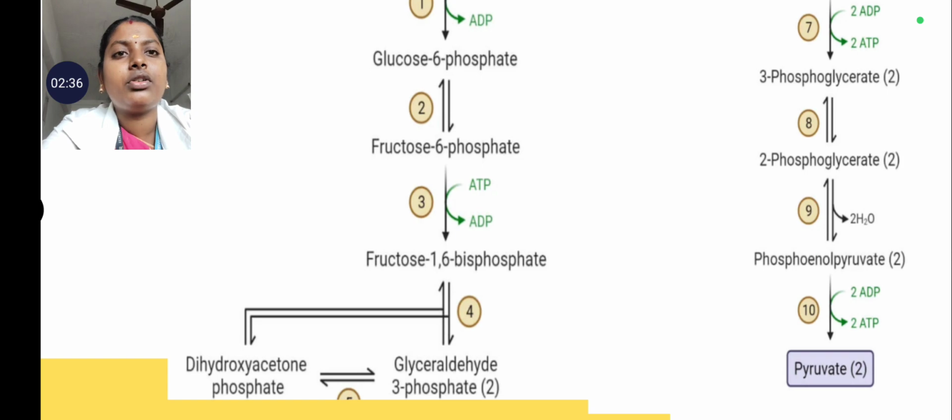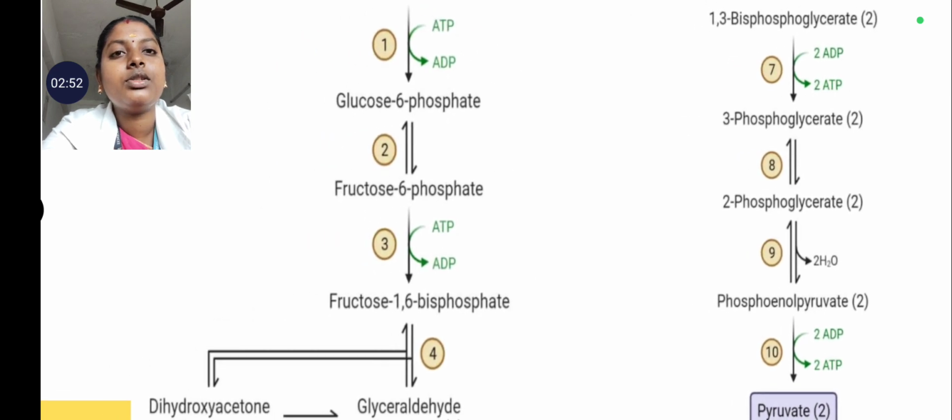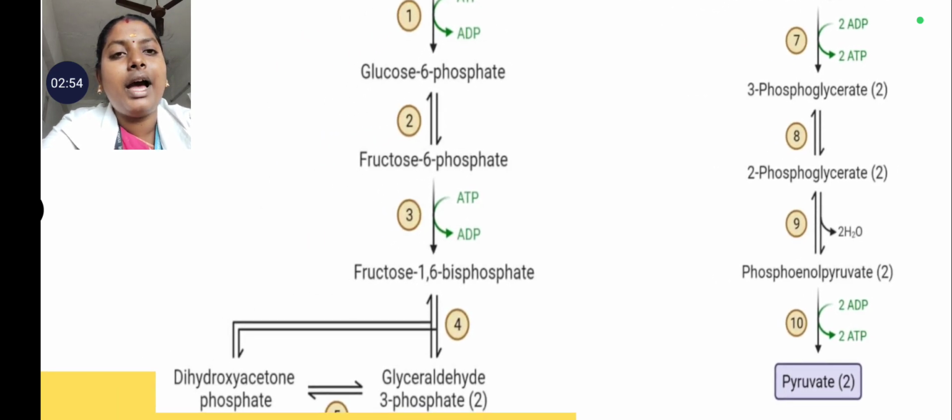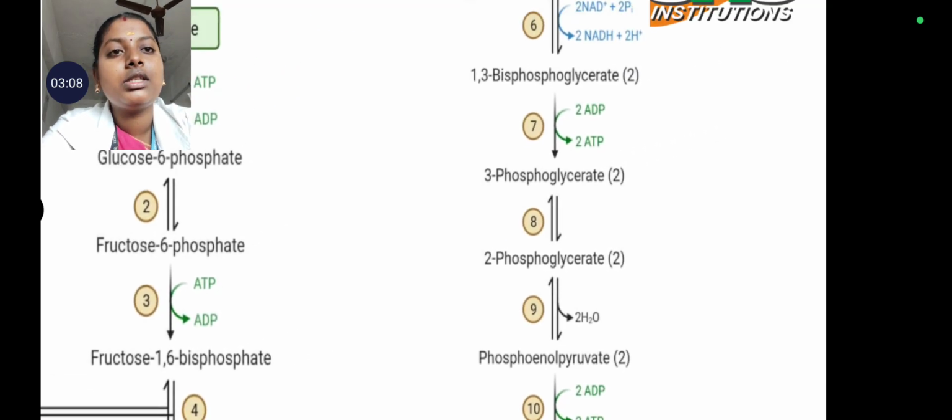And further, fructose 6-phosphate is converted into fructose 1,6-bisphosphate, and further fructose 1,6-bisphosphate is converted into dihydroxyacetone phosphate (DHAP) and glyceraldehyde 3-phosphate. You have seen that some of the arrows are up and down. These up and down arrows indicate a reversible reaction. So fructose 6-phosphate is reversibly converted into glucose 6-phosphate. These are all reversible reactions.